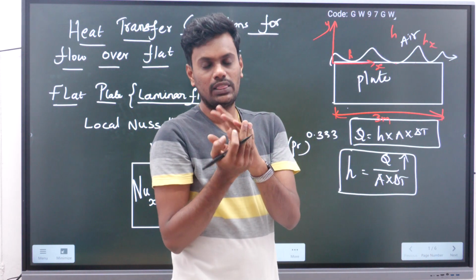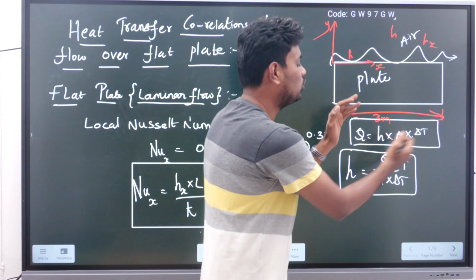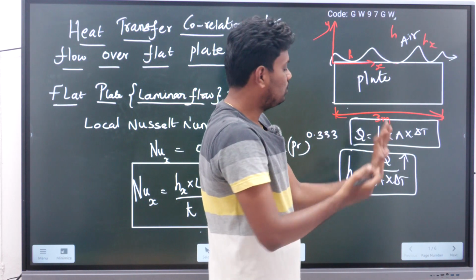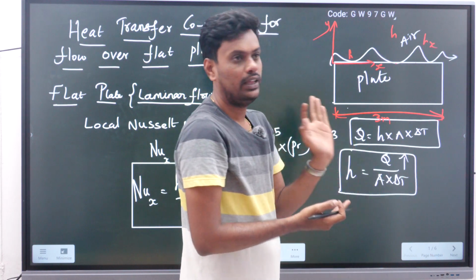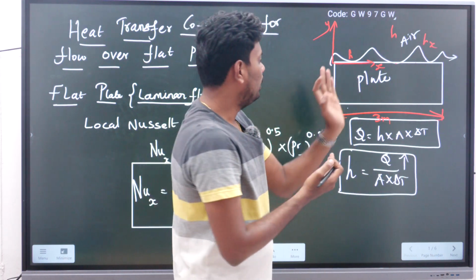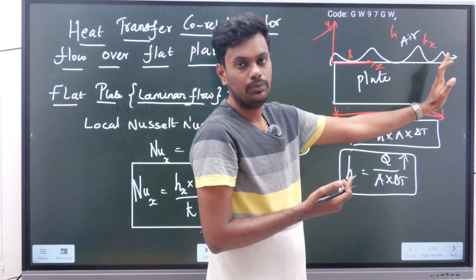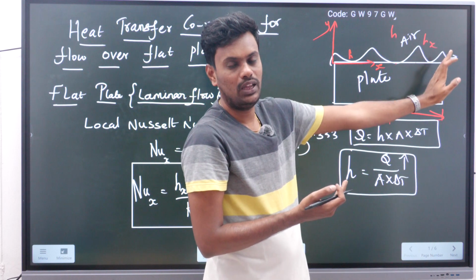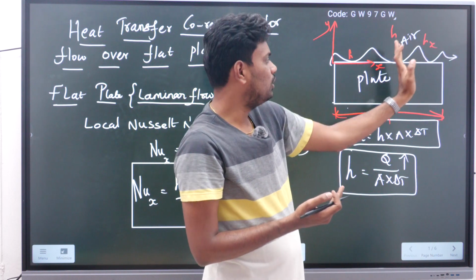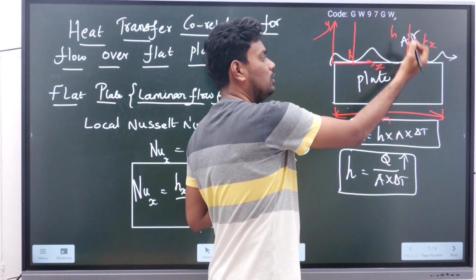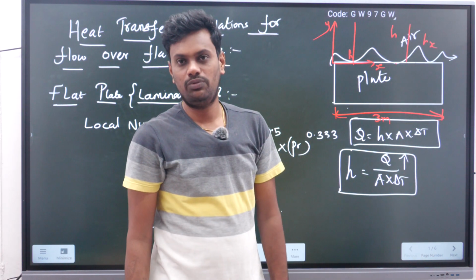How it will vary depends on how much heat is getting transferred. So it will vary with respect to Q and also the area. The heat transfer coefficient will be different at different locations on the plate. Suppose I am considering only one dimension, the heat transfer coefficient value will vary. At this point there will be one heat transfer coefficient, and at this point there will be another heat transfer coefficient.